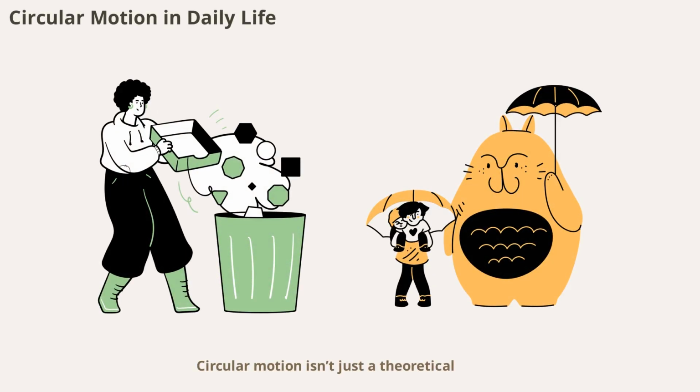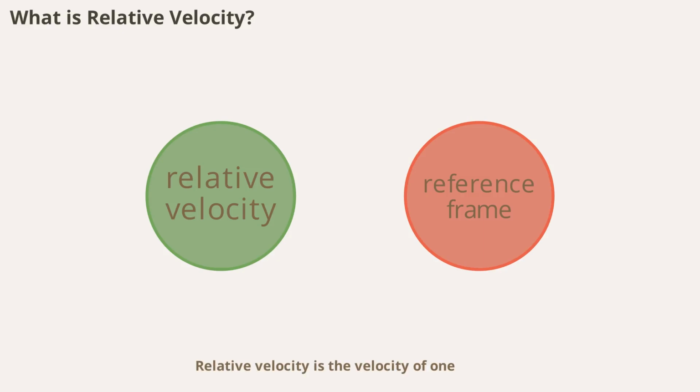Circular motion isn't just a theoretical concept, it's everywhere in our daily lives. Think about a washing machine spinning clothes, a car taking a roundabout, or a child on a merry-go-round. Even the motion of planets and satellites involves circular paths. Recognizing these examples helps us appreciate how the principles of circular motion apply to real-world situations and why understanding them is so valuable.